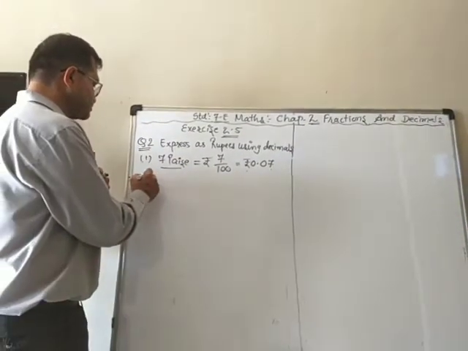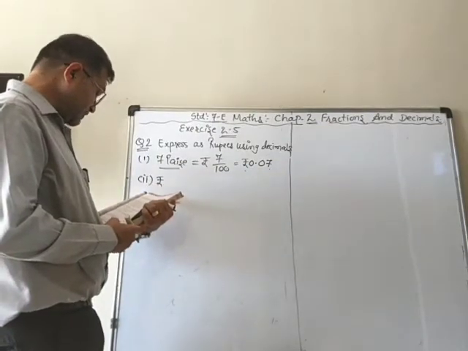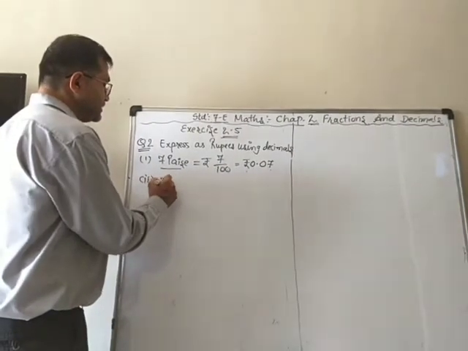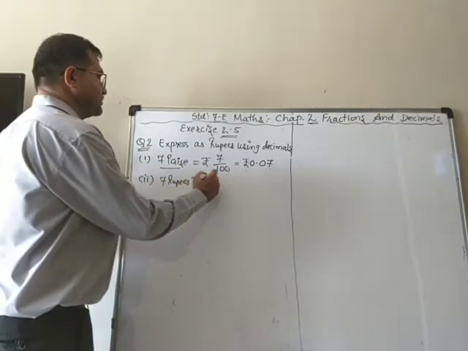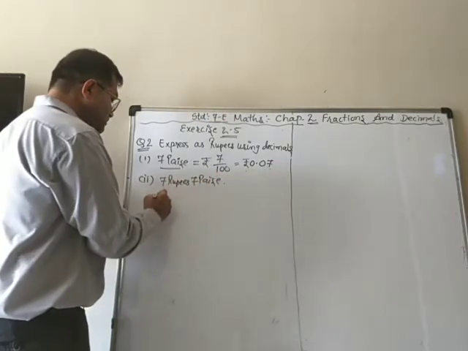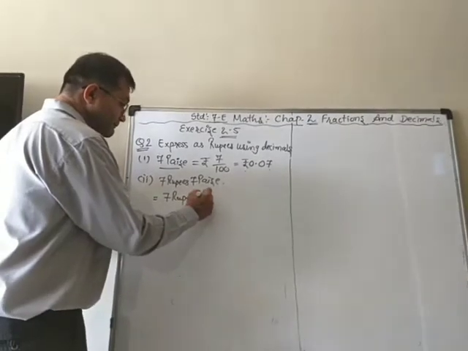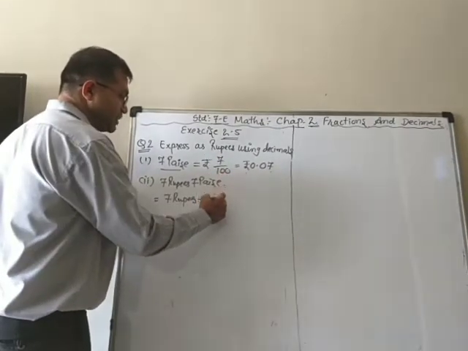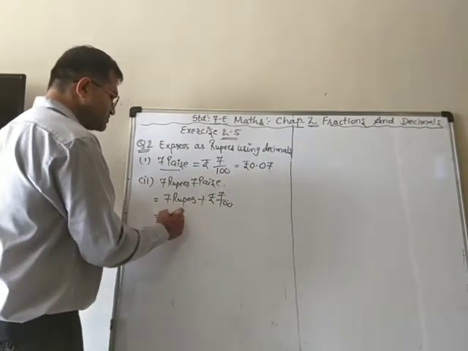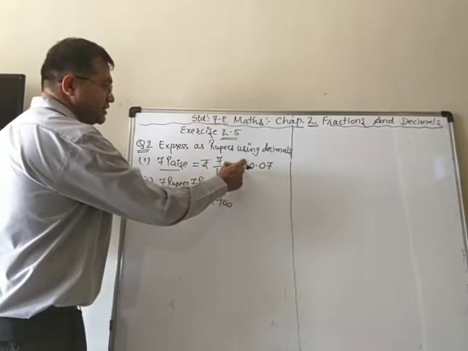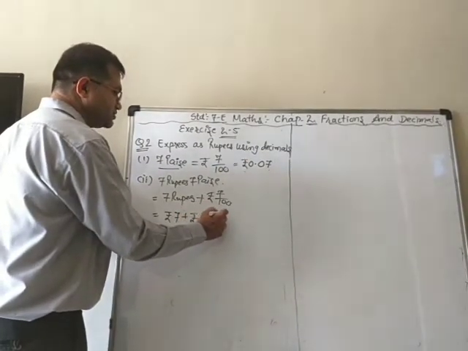Second is 7 rupees 7 paise. Now 7 rupees is already there, so we will keep it as it is. Plus 7 paise we will do the same, plus rupees 7 upon 100. It means rupees 7 plus, we already did here, it is rupees 0.07.